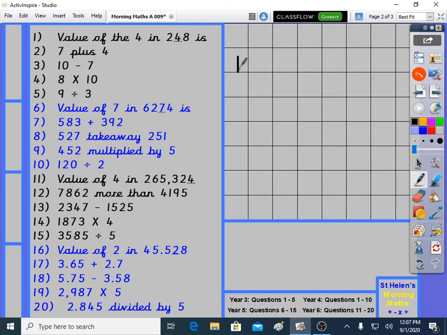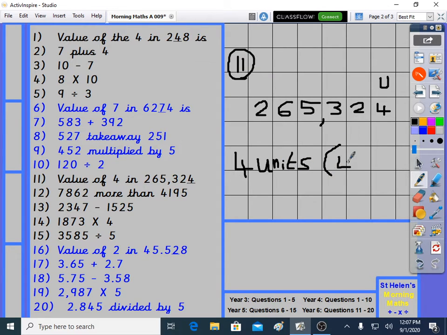I'm on question 11, Year 5 level questions. Value of the 4 in 265,324. Value of the 4. That's pretty easy, isn't it? That's literally 4 units. I could write all the hats on, but there's no need because I know it's 4 units. Otherwise known as 4 ones, which I'm sure you know because I say it every day. 4 units is 4 ones. As a number, just the 4. Well, that was so easy. I'm wondering if I've done something wrong. No, that's all it wanted. Value of the 4 is 4 units.